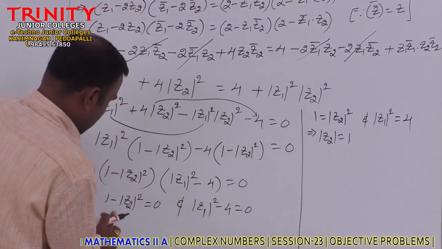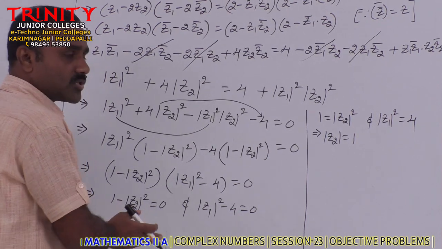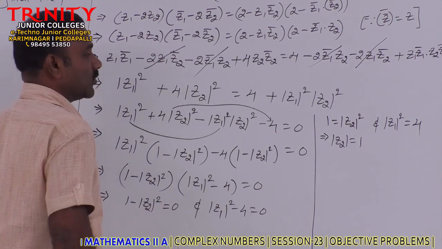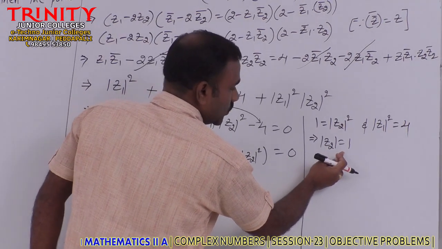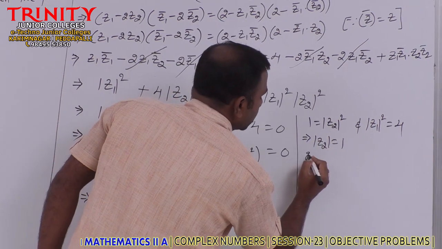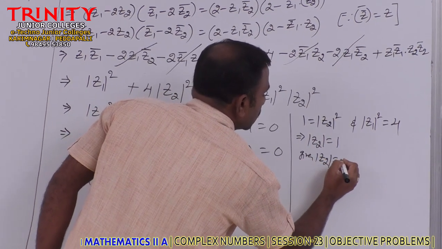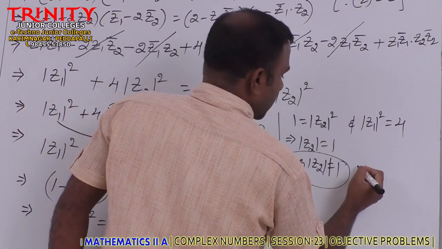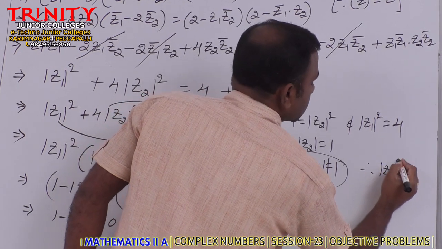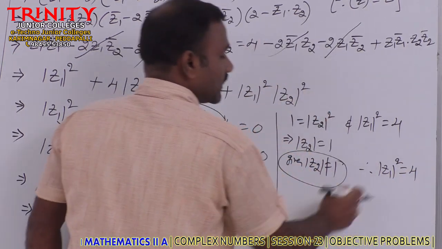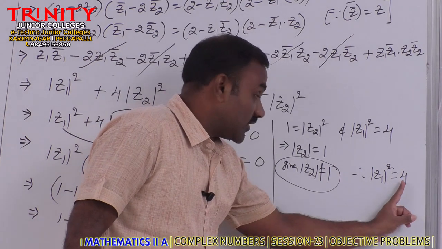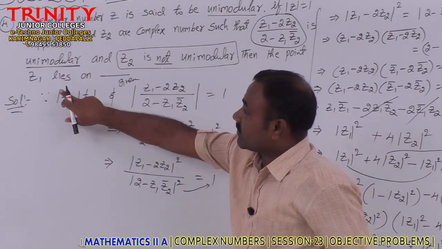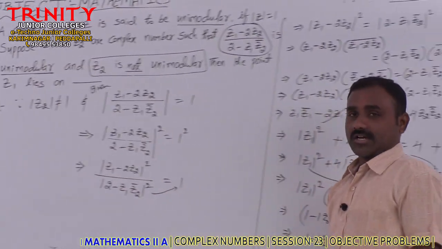Therefore the assumption that 1 minus mod Z2 square is equal to 0 is wrong. It is not possible. If we take it equal to 0, then we get mod Z2 equal to 1, but given mod Z2 is not equal to 1. Therefore, automatically mod Z1 square is equal to 4. This is the only condition. He was asking, then the point Z1 lies on which curve?